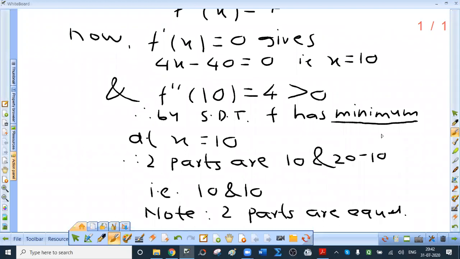So it is better if you write two parts are 10 and 10. Note, two parts are equal. So the conclusion is, for minimum sum of the squares, two parts must be same.